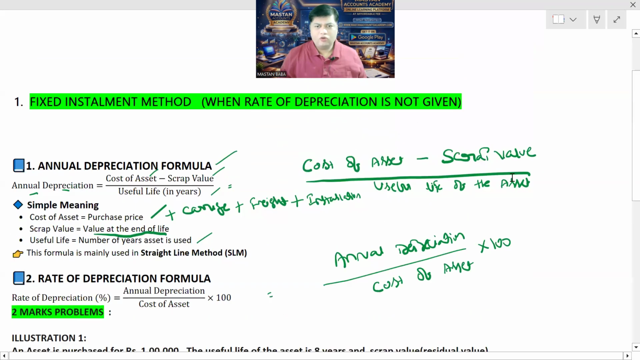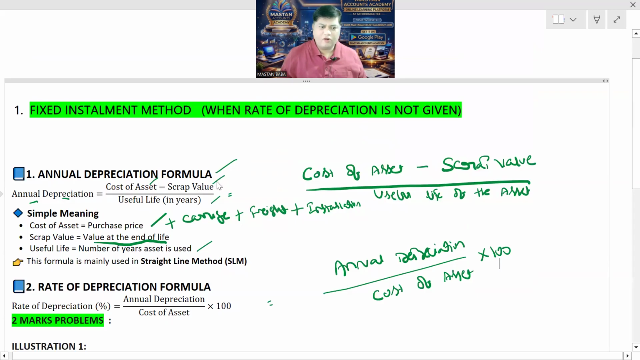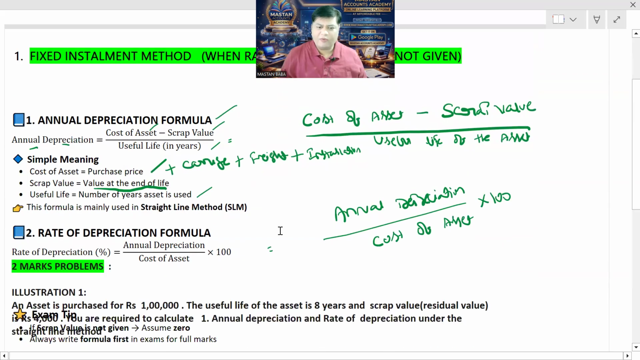Okay, so the 2 marks question answer is చాలా useful అయింది. What is the annual depreciation? Cost of asset minus scrap value divided by lifetime of the asset, or you can say useful life. And second formula is rate of depreciation. Formula is annual depreciation divided by cost of asset into 100. This is the formula. Okay.